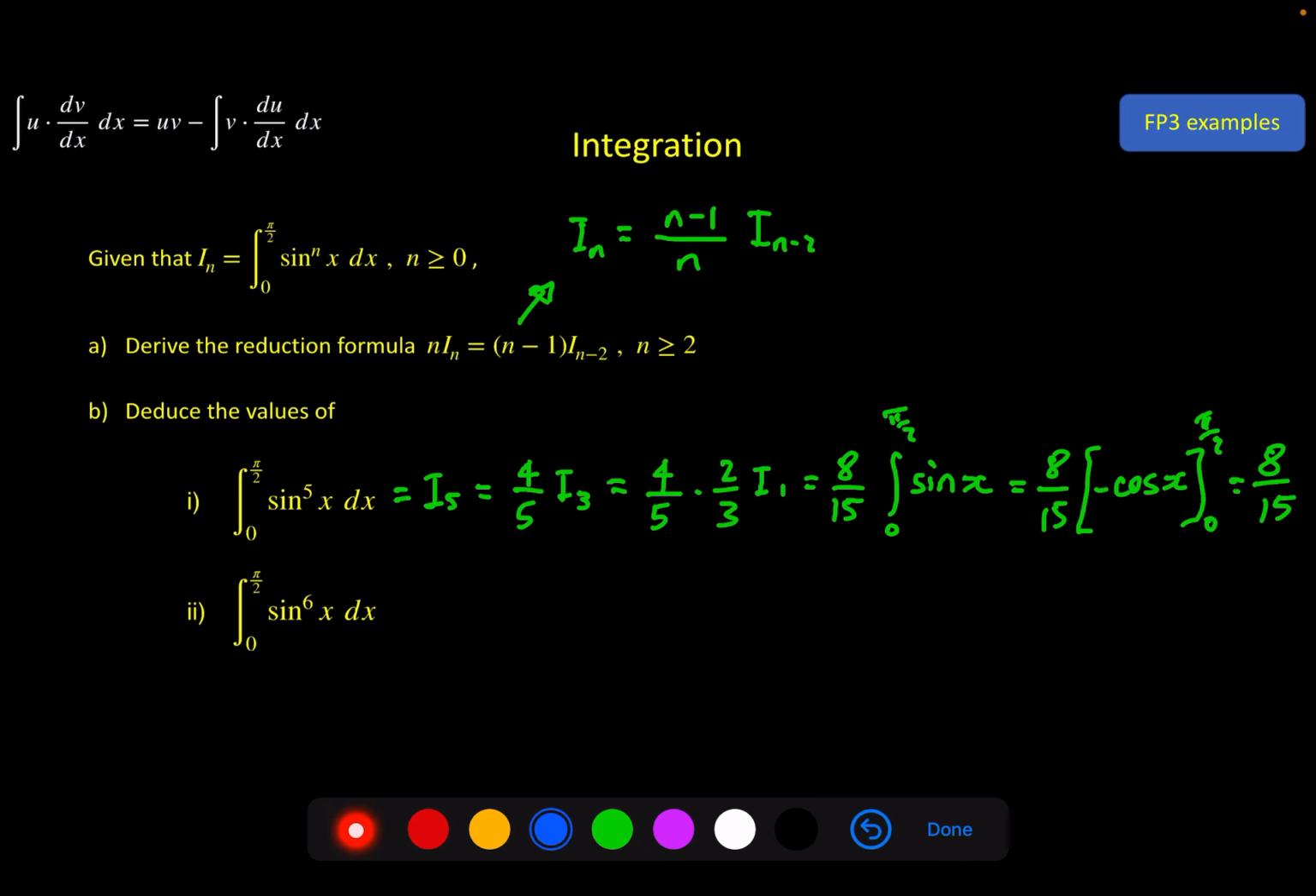Final part, if it's a power 6, very similar, we get I_6, which is equal to 6 minus 1, 5 over 6 times I_(6-2), which is I_4. Follow the formula again. So it's I_4 now, which is 3 over 4 times I_2.